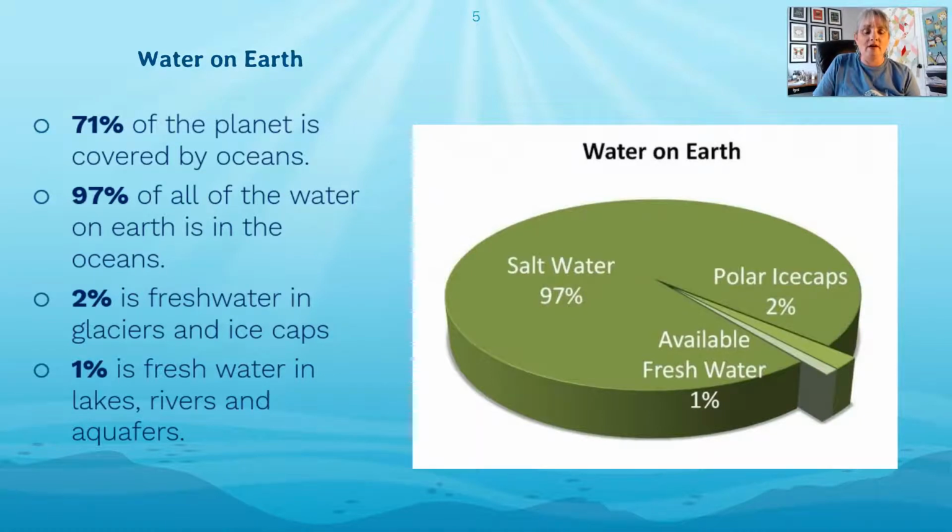But the saltwater oceans are very important. We don't talk a lot about the water cycle in 6th grade, but basically we need evaporation from the oceans, and that's how we get rain and snow and all kinds of other stuff. We need that evaporation from the oceans to get our fresh water.